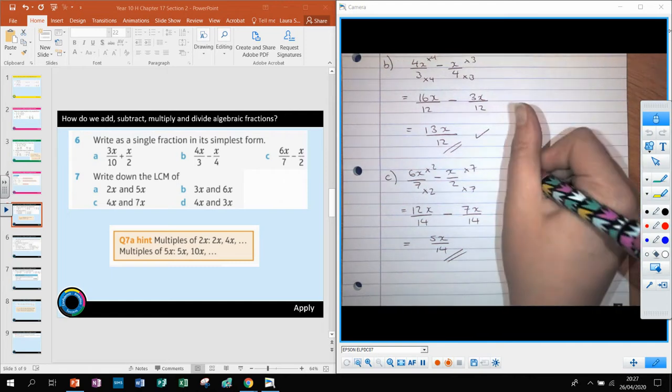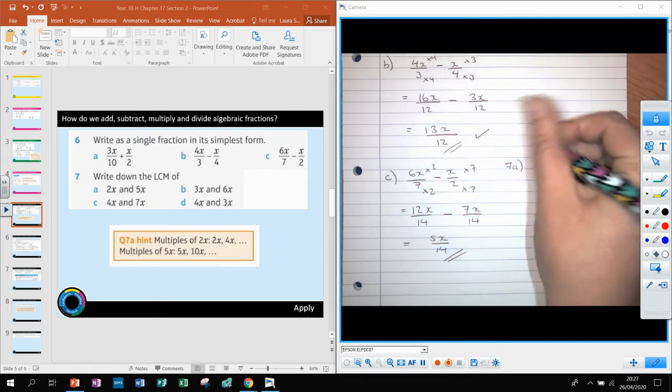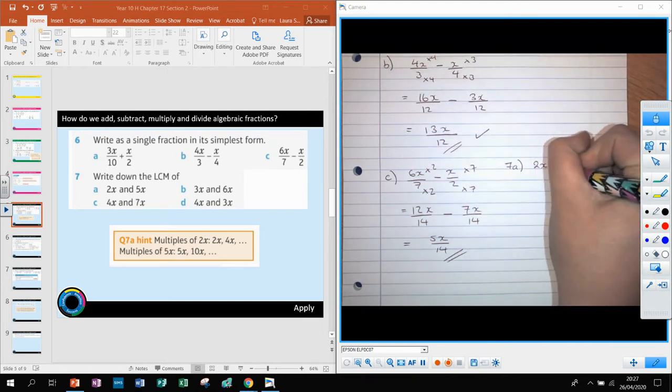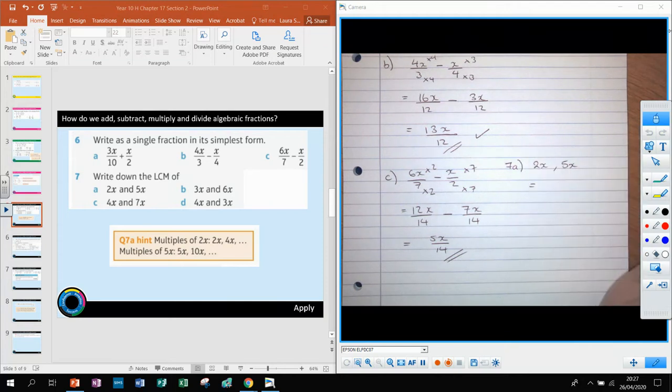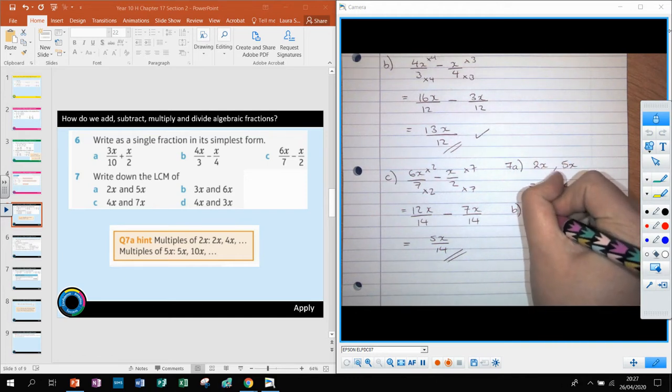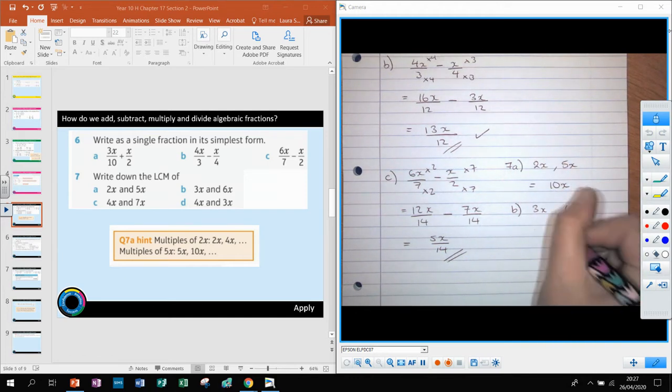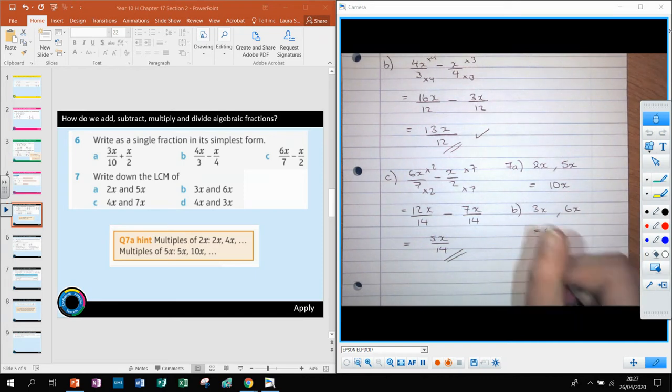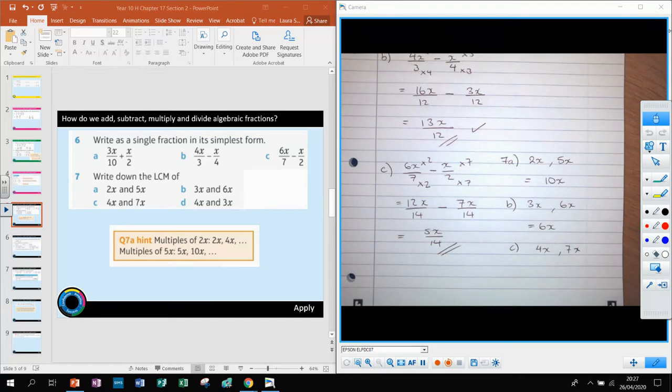So if we look at question 7a, my lowest common multiple for a 2x and a 5x would be equal to 10x. If we look at part B, my lowest common multiple for a 3x and a 6x is equal to 6x because 3 goes into 6. For part C, when I have 4x and 7x, my lowest common multiple there is going to be 28x.